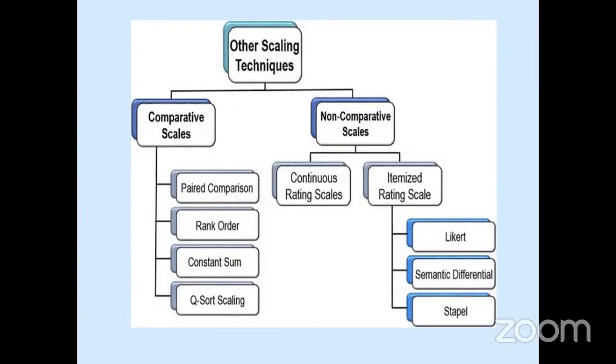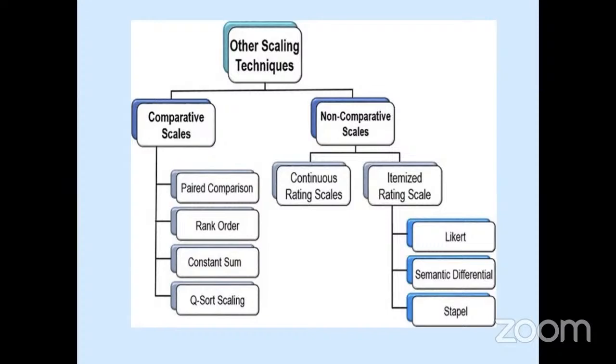In comparative scale, we have paired comparison, rank order, constant sum, and Q-sort scaling. And then we have non-comparative scale. There are two types: continuous rating scale and itemized rating scale. You must be knowing that itemized rating scales like Likert, semantic differential, or Stapel are itemized ranking scales. We'll come to each of them one by one.